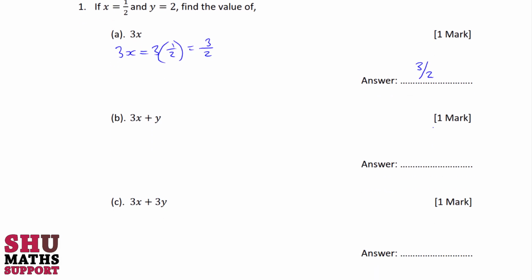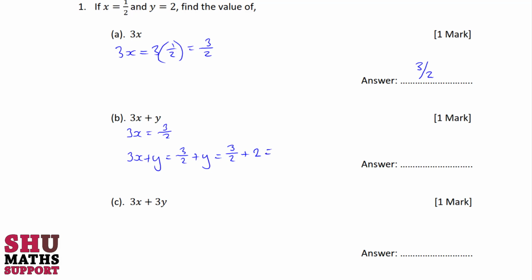Now the next question is 3x plus y. So we already know what 3x is. We know that 3x is equal to 3 over 2. So we want 3x plus y. So 3x plus y is equal to our 3 over 2 plus y. And the value for y is 2. So we know that 3x plus y is 3 over 2 plus 2.